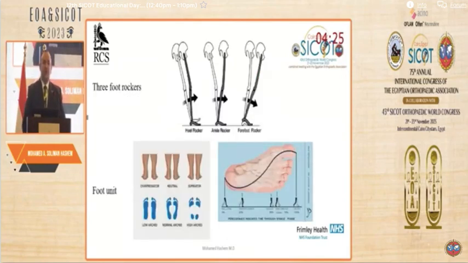You need to understand that your foot has three rockers. So the heel strike, which is the heel rocker, then the flat foot, which is the ankle rocker, and then before the toe off, the forefoot rocker. Foot moves as a unit.